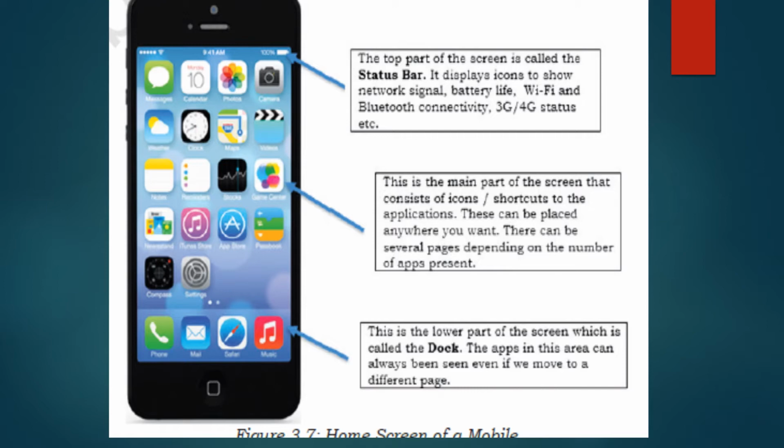See, this term dock is new to you. This is the lower part of the screen which is called the dock. This question they may ask for 1 mark. It's a very important 1 mark question. So read it when you are preparing for the exam.